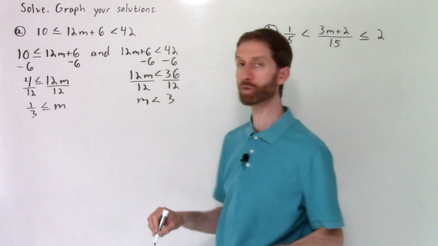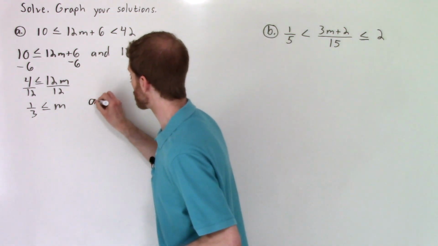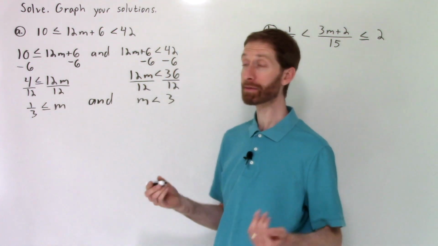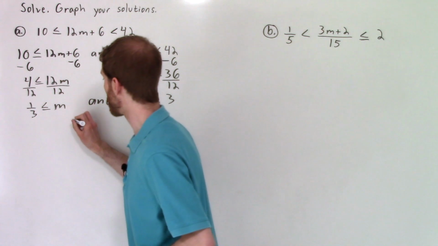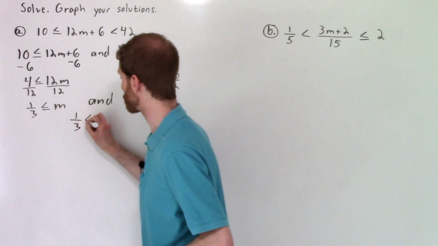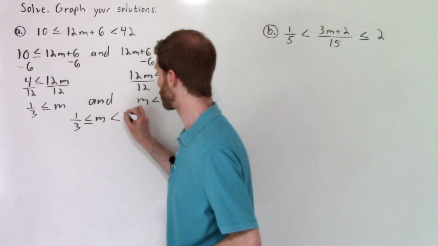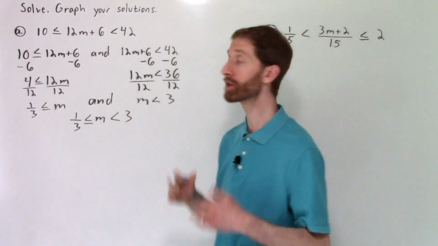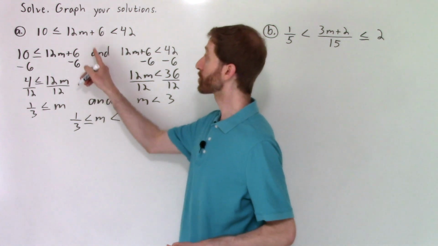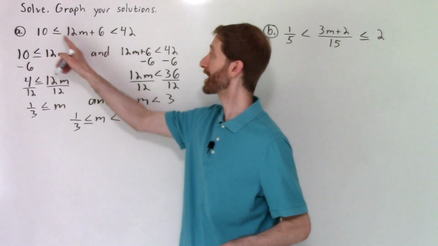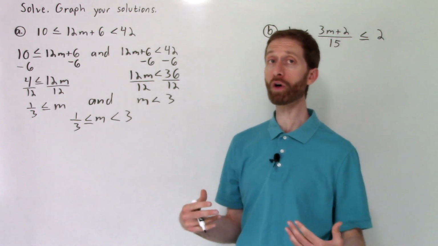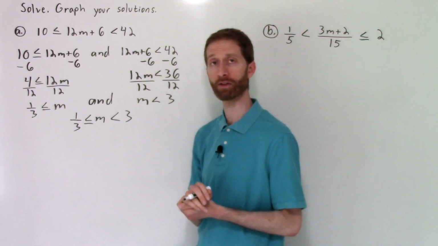Now don't forget that this was "and," right? So when we solve it out, we have that 1/3 is less than or equal to m, and m is less than 3. We could also join that as 1/3 is less than or equal to m, which is less than 3. To solve an "and" inequality, you can read it literally out loud as 12m plus 6 is greater than or equal to 10 and 12m plus 6 is less than 42. Solve the inequalities out normally and then fuse them together.